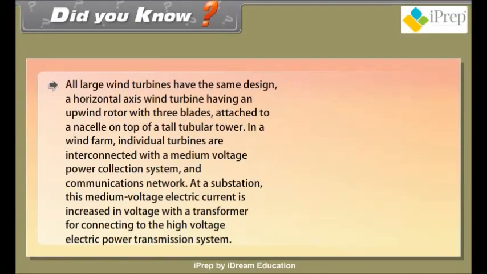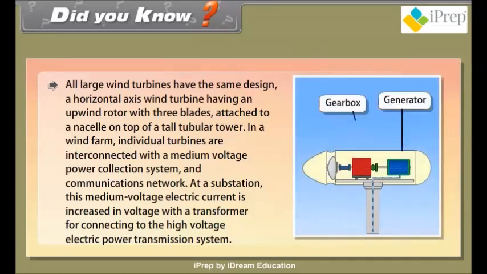All large wind turbines have the same design, a horizontal axis wind turbine with an upwind rotor with 3 blades, attached to a nacelle on top of a tall tubular tower. In a wind farm, individual turbines are interconnected with a medium voltage power collection system and communications network. At a substation, this medium voltage electric current is increased in voltage with a transformer for connecting to the high voltage electric power transmission system.